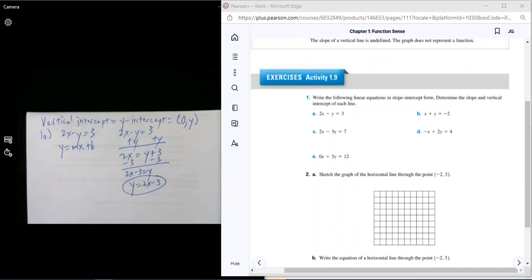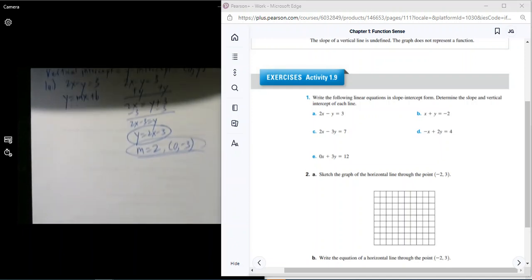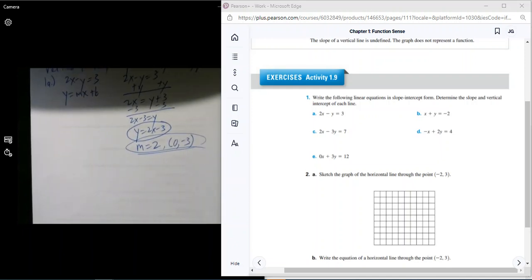Now, it also asks us to not only write it in slope-intercept form, but they also want us to write what is the slope and what is the vertical intercept. The slope is 2 because the slope is connected to x. And then our y-intercept is this negative 3, but we write it as an ordered pair. So that is our slope and our y-intercept. Okay, next, we move on to B.